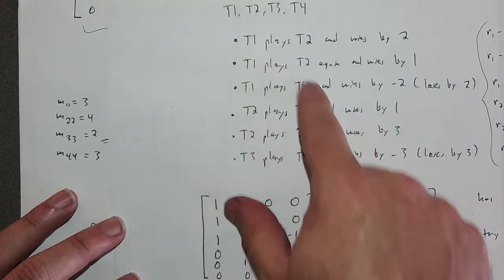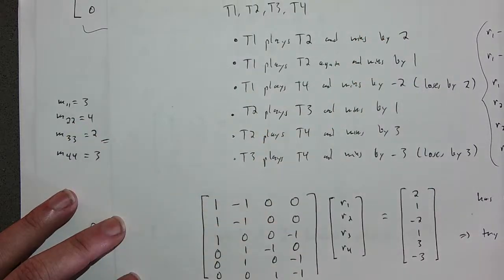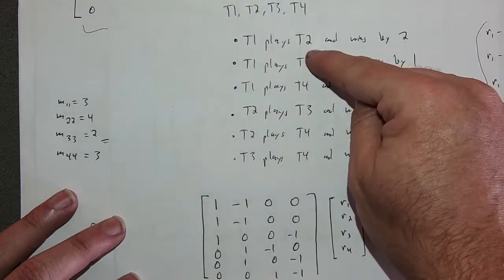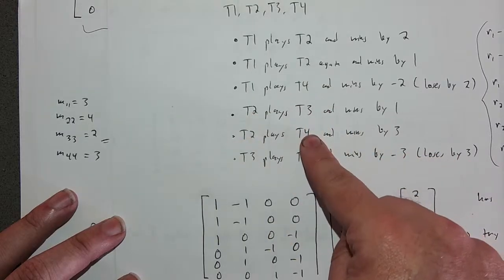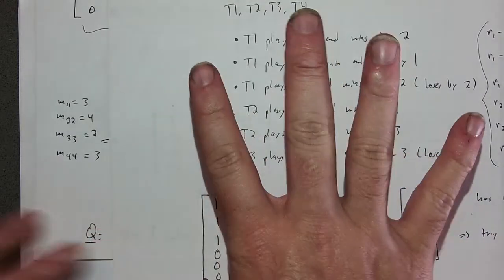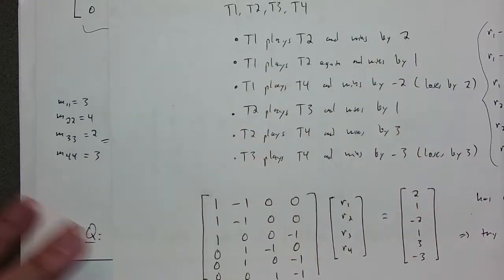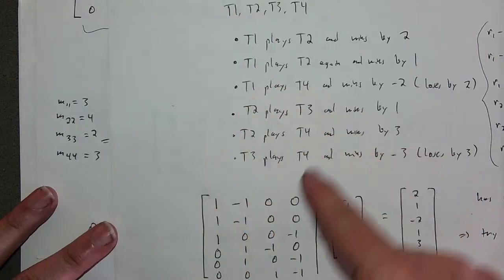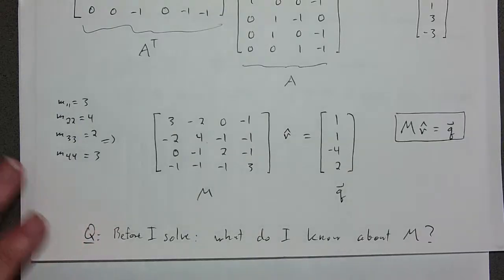Team 1 plays exactly 3 games. Team 2 supposedly plays 4 games. So they play Team 1 twice, and then Team 2 plays Team 3, and Team 2 plays Team 4. So Team 2 plays 4 games. Team 3 plays Team 2 once and Team 4 once, so 2 games. Team 4 plays Team 1, Team 2, and Team 3, so 3 games. So that is, in fact, how that works.